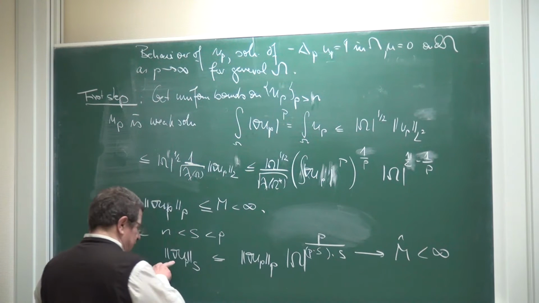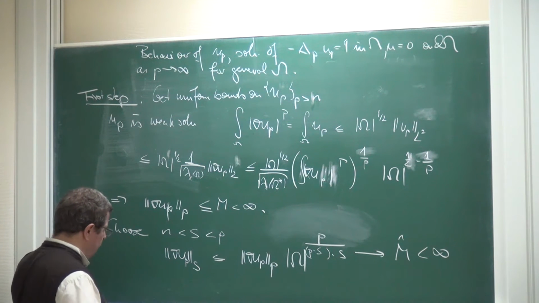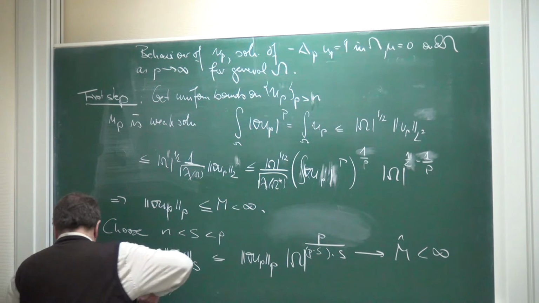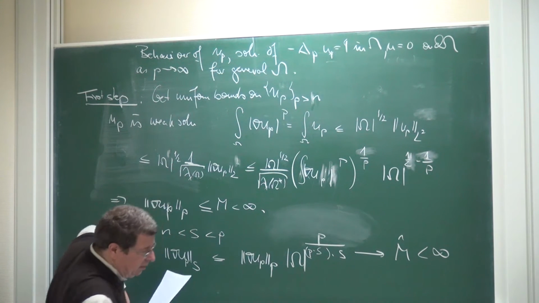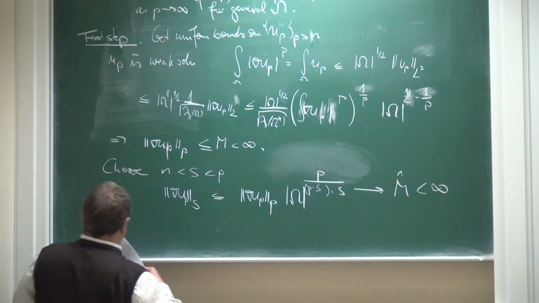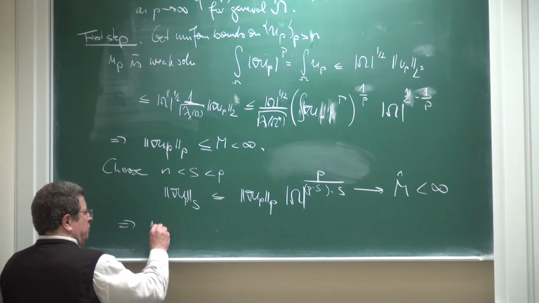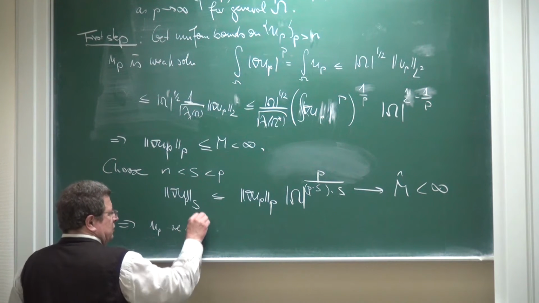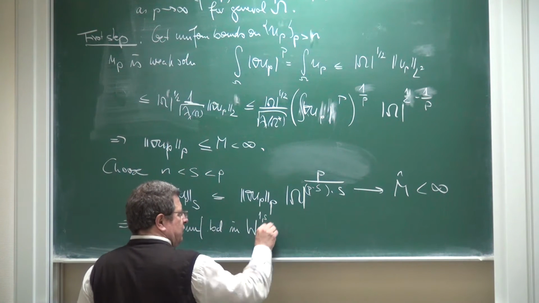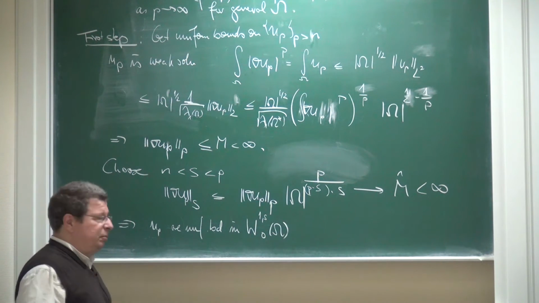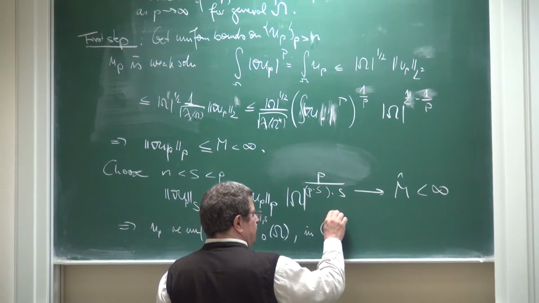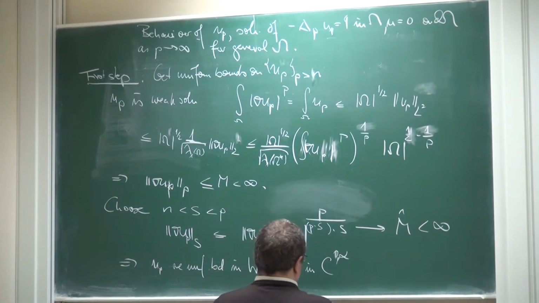So what we have shown is that u_p is in W^{1,s}. And since there's a Poincaré inequality, because we have zero boundary conditions, this shows that u_p are uniformly bounded in W^{1,s}_0, and then by the Sobolev embedding theorem also in some C^{0,alpha} for a suitable alpha.